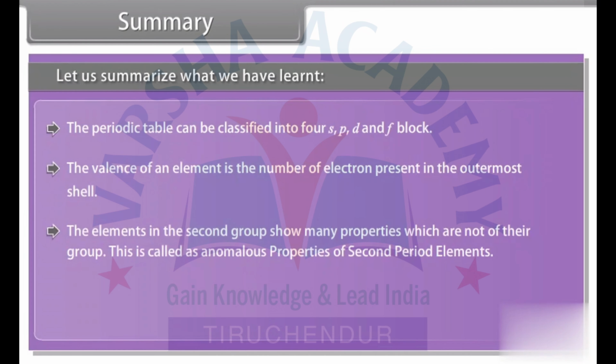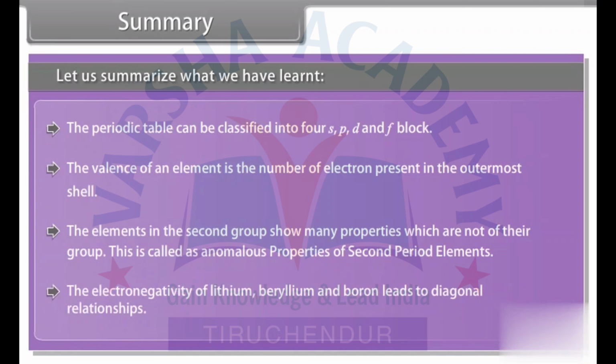The elements in the second period show many properties which are not found in the rest of their group. This is called the anomalous properties of second period elements. The electronegativity of lithium, beryllium and boron leads to diagonal relationships.